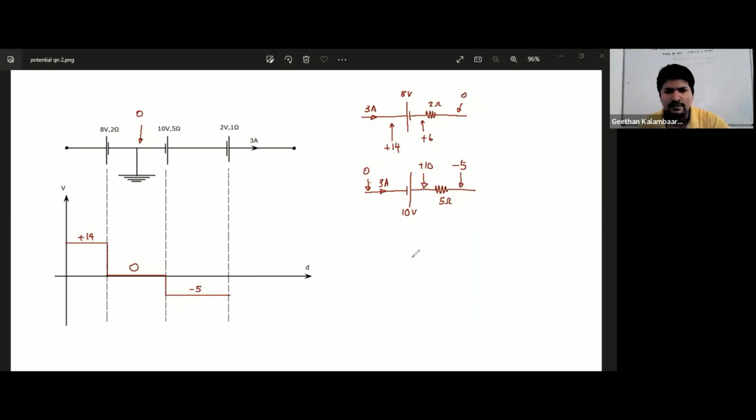Then the third cell: minus 5, 3 ampere current, 2 volt battery, 1 ohm resistor. So here what you have is minus 3. Here what you have is minus 3, reduced by another 3, minus 6 there.